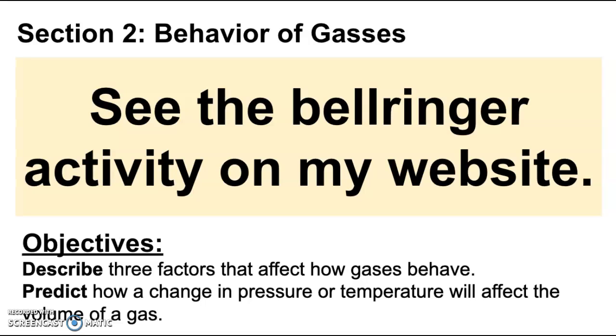Section 2 in our chapter about how matter can change is all about the behavior of gases. Now remember in section 1 we said that the first way that matter can change is in its state. It can go from being a solid to being a liquid to being a gas to being a solid again, all depending on how much energy those particles have.